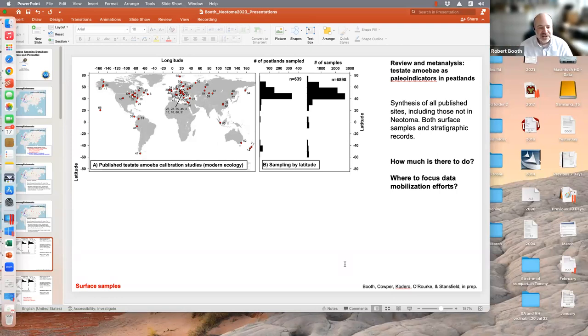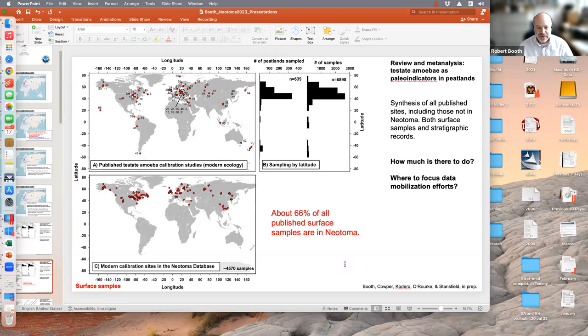And so what's shown here is basically all of the published testate amoeba calibration studies. You can see their distribution there by latitude. And so this is the data from Neotoma. And if you compare them, we have about 66% of the published surface samples now in Neotoma.